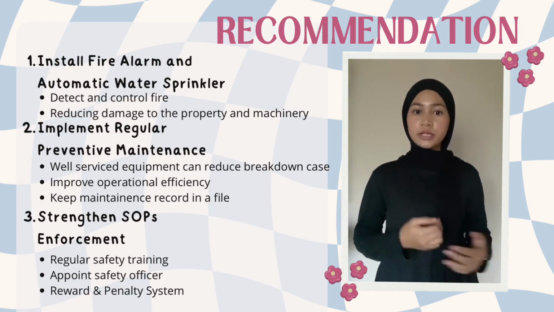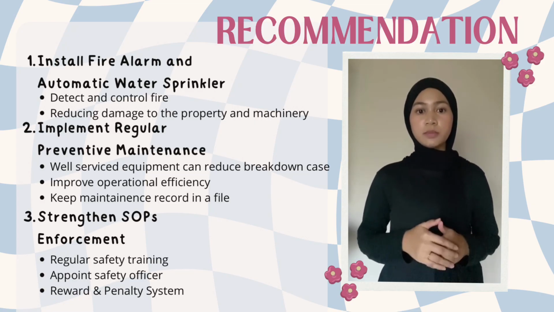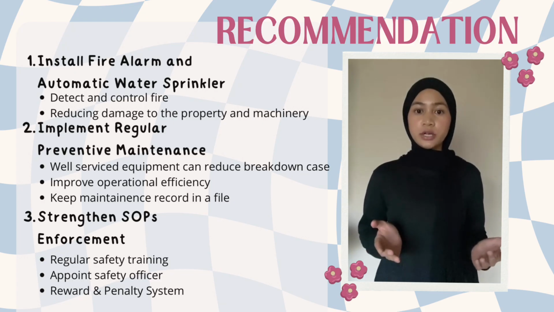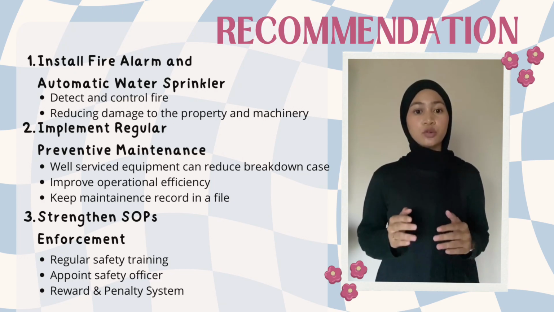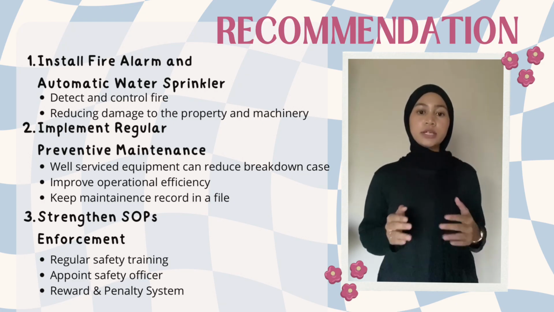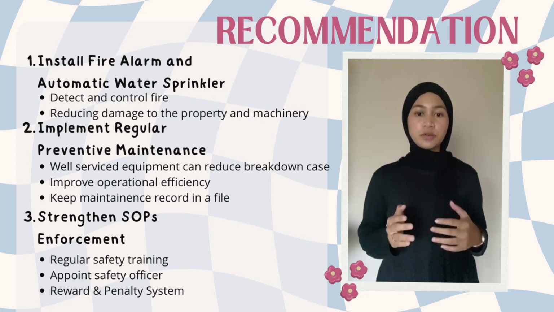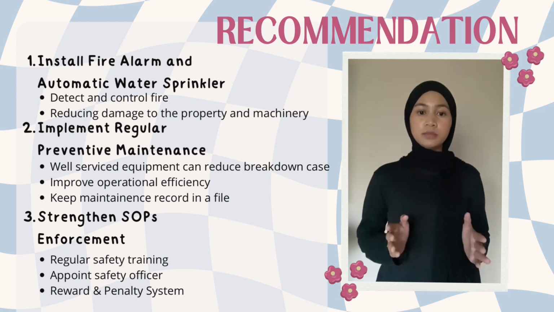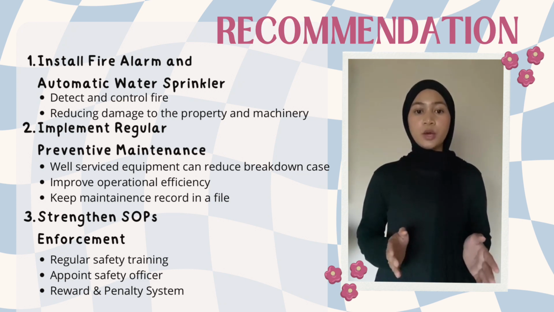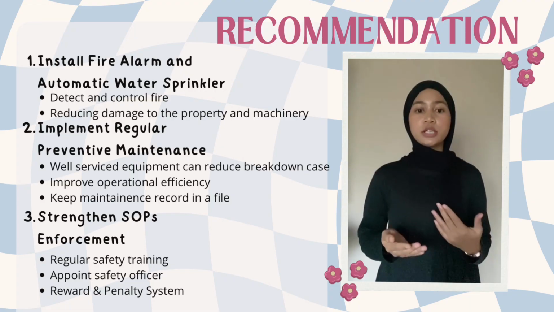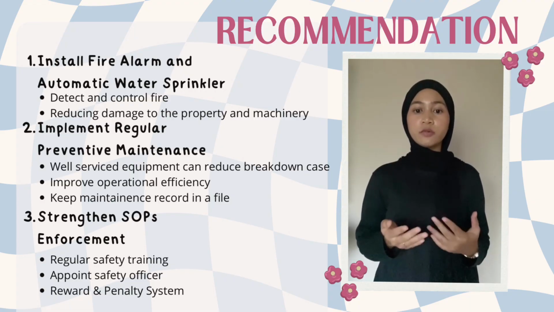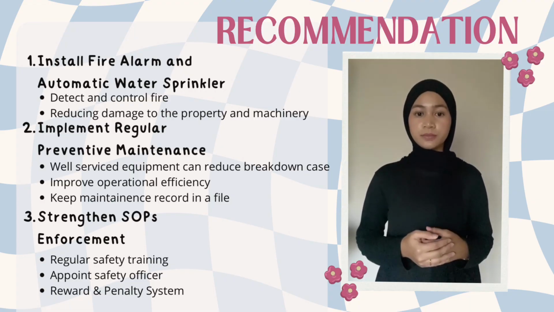Our first recommendation is to install fire alarms and automatic water sprinkler system throughout the factory. This system can detect and control fire quickly, reducing damage to the factory and machinery. They also help the company to comply with the insurance safety requirements, which increases the chances of receiving a full insurance claims in the future.